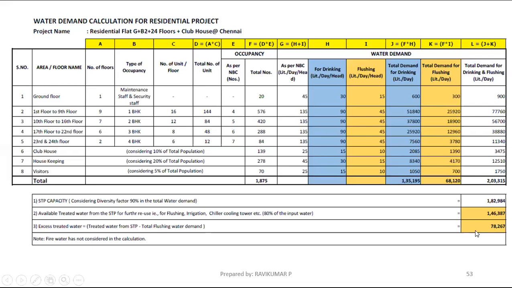STP treated water, how much will you get? 146,000 you will get. Our demand is how much? Our demand for flushing per day is 68,000 only. How much is the excess treated water? It is the treated water from the STP minus the total flushing water demand. So the treated water from the STP is 146,000, our demand is 68,000. After subtraction, your excess water will be 78,000.